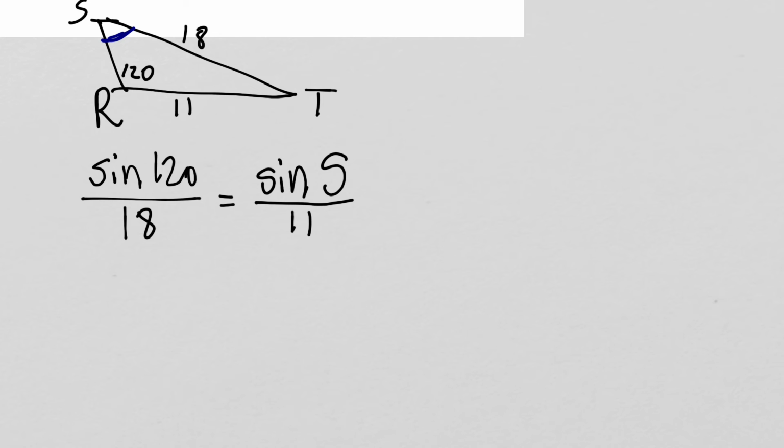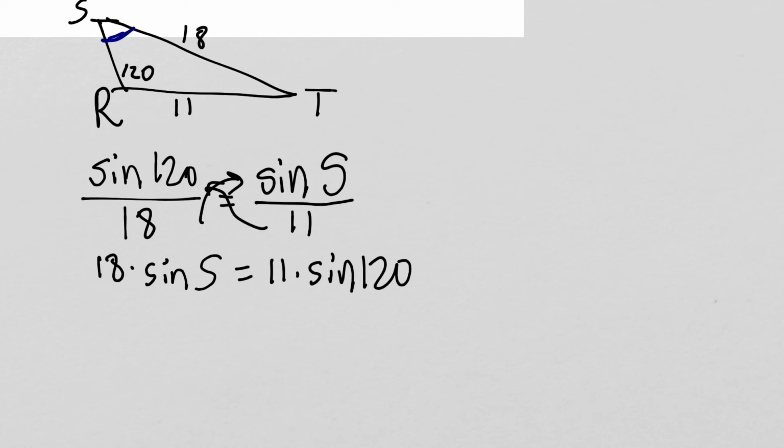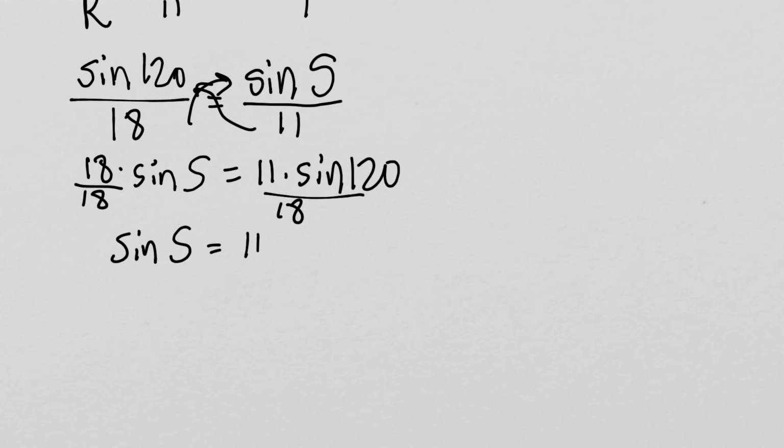All right, we're going to cross multiply again. So it's going to be 18 times sine S to equal 11 times sine 120. Now, let's look at this on the left side. We have 18 times sine S. We definitely want to get the 18 to the right, so division. And I have sine S equals 11 times sine 120, all divided by 18.